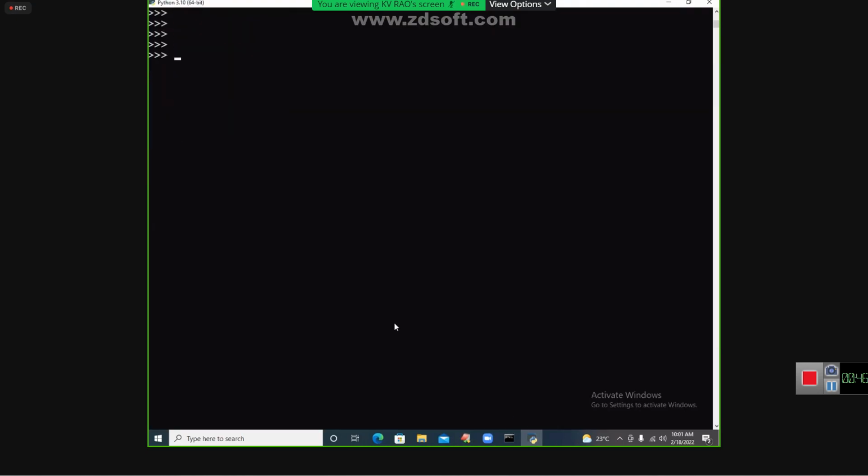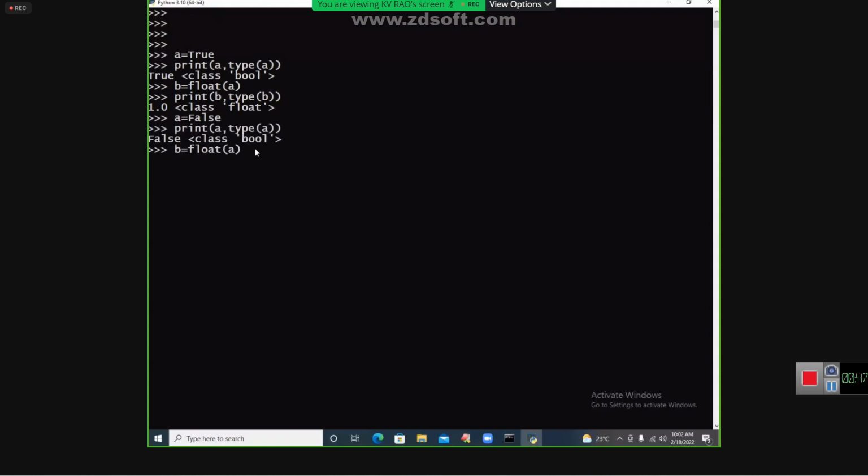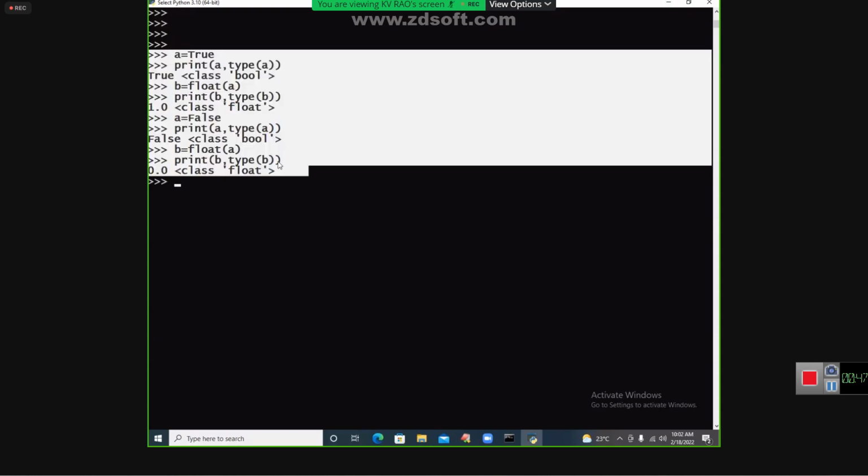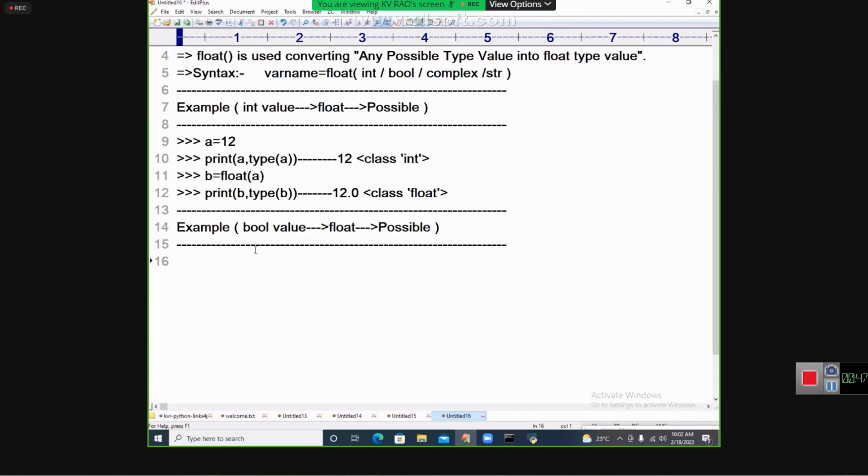Here I am going to say A is equal to true. Print of A. Come on to the point of it. Float of A. What is the answer? Ritesh, very good. Float of A is 1.0. Why 1.0? Because it is a float. A is equal to false. Print of A, false, converted into float. 0.0. Beautiful.